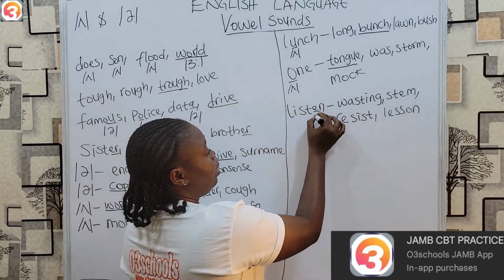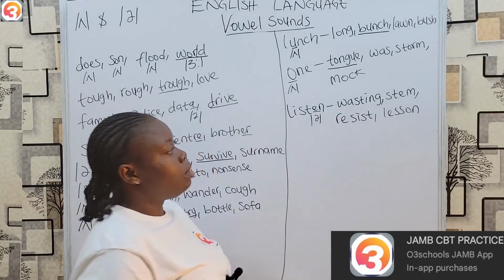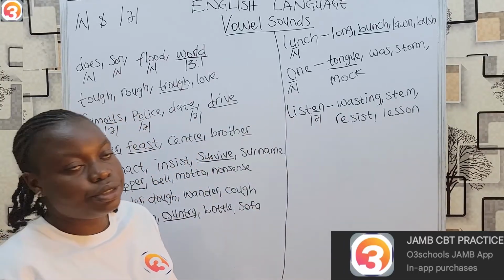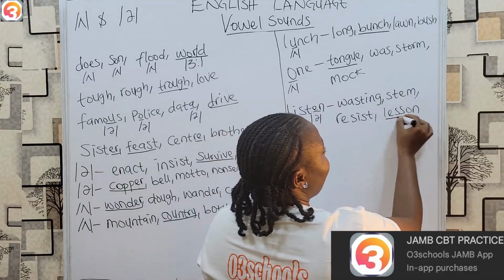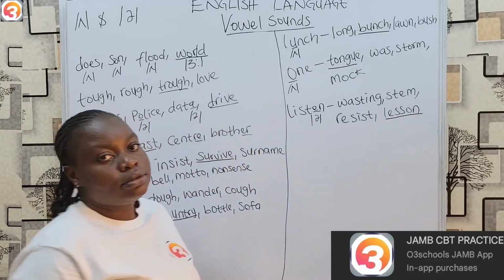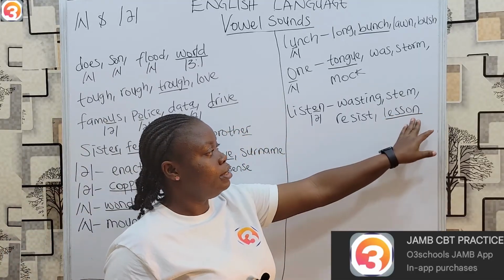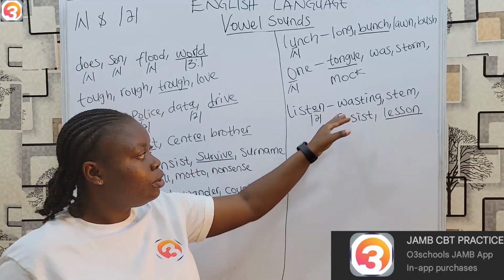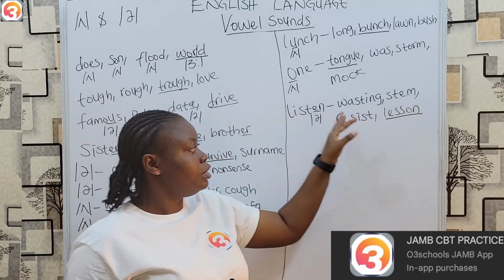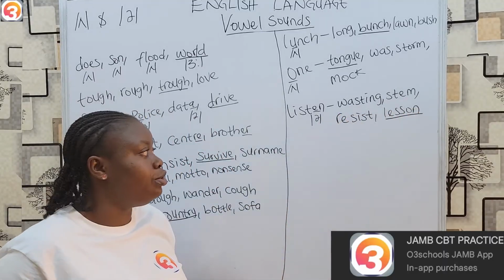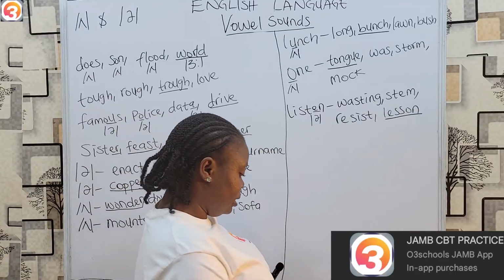this is the weak er sound here. So among the options, which word also contains the weak er sound? We have lesson. That O there at the end also contains the weak sound. We have wasting, stem, resist. They don't have this weak sound that we are looking for. So our answer becomes lesson.